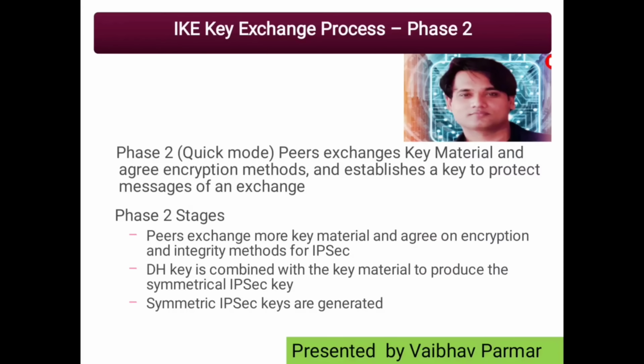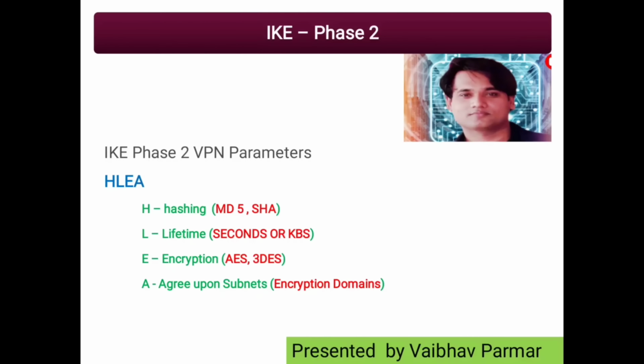Now let's understand the phase 2 packet exchange. Before we understand the packet exchange, let's understand the different VPN parameters passed in phase 2. For phase 2 VPN parameters, I have given a mnemonic like HLEA. H is for hashing, MD5, SHA algorithms, L for lifetime, seconds or KBs, E for encryption, AES, 3DES, A for agreed upon subnets, which is the encryption domain.